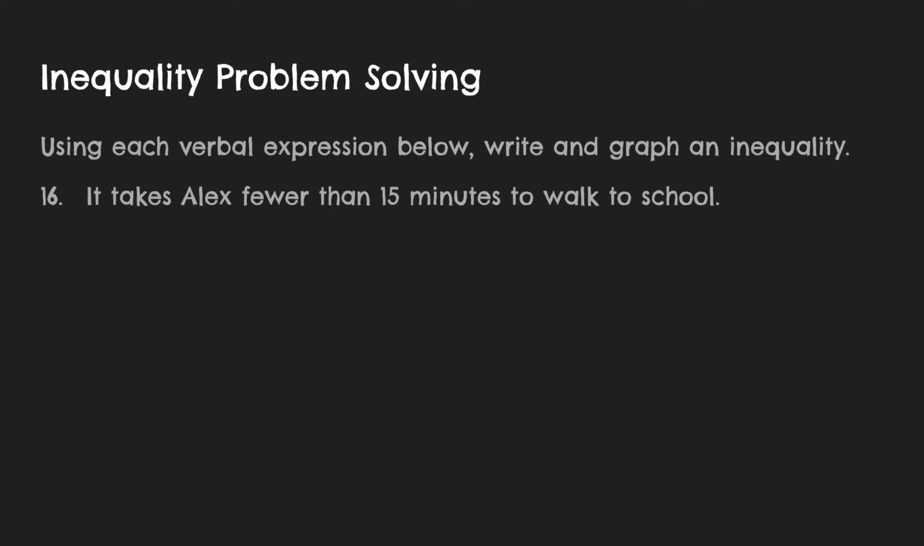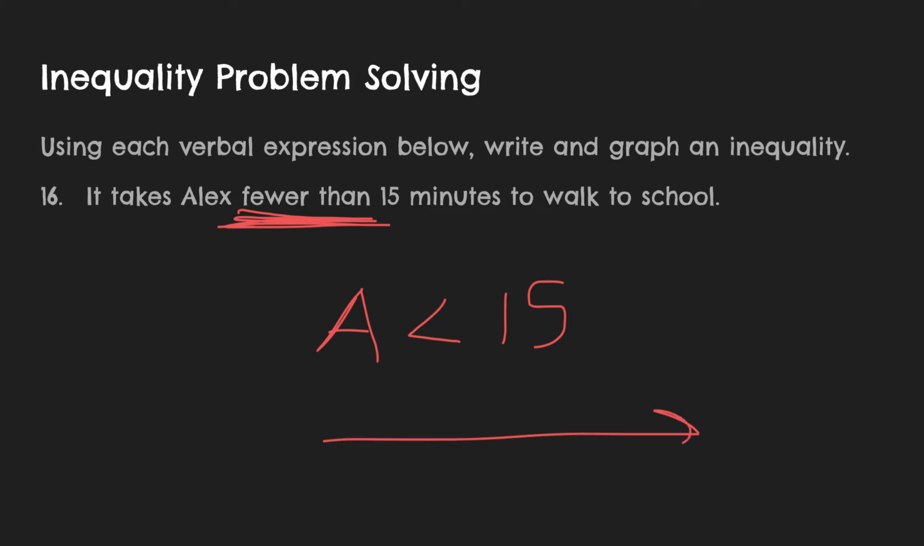All right, last one. I know this video has been long. I'm sorry. It takes Alex fewer than 15 minutes to walk to school. So Alex has to be fewer than 15 minutes. Could he be exactly 15? No, because it says fewer than. So the way I would graph this is I would have 15, and it has to be fewer than, so I'm going to have an open circle. It can't be 15, but it could be everything to the left. And again, we could write this a different way because we're probably not going to go below a 0. But for right now, like I said, we're just keeping it easy.